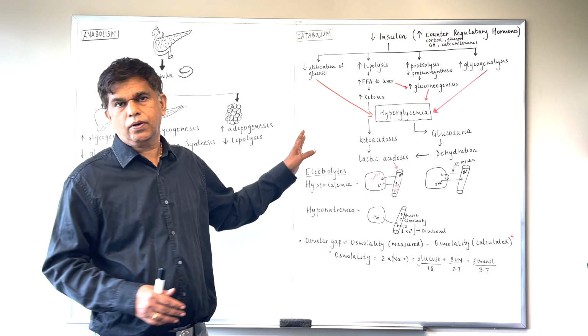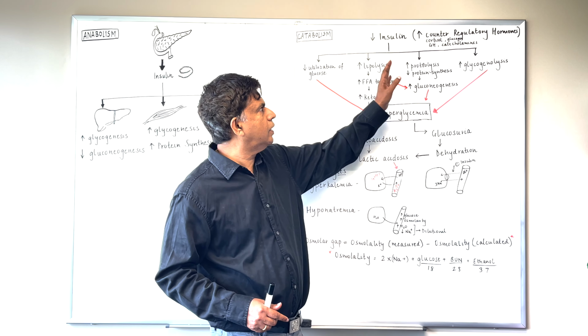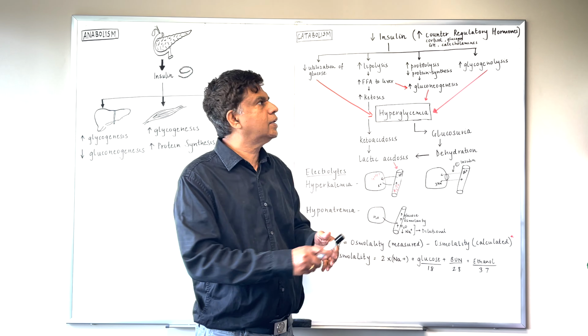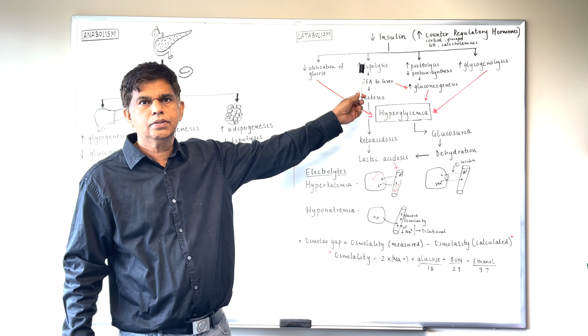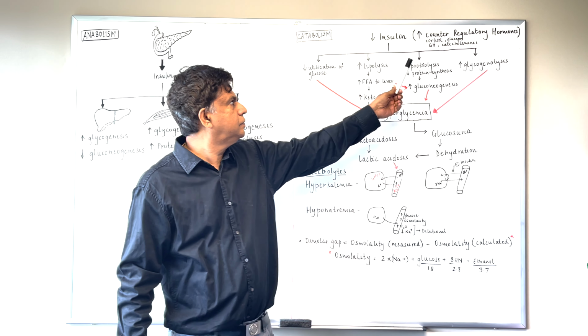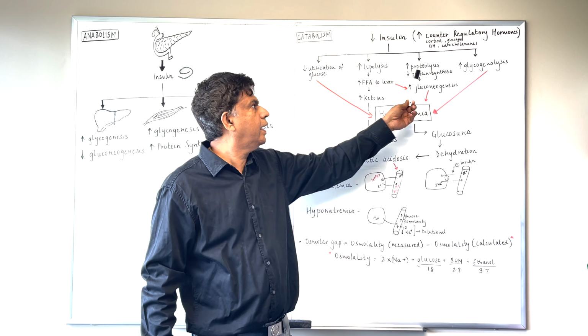So what happens if you don't have insulin? That is the main thing. When you don't have insulin, you have all these counter-regulatory hormones. Somebody tell me the names of the counter-regulatory hormones. Cortisol, glucagon, growth hormone, and catecholamines. They have their effects on all of this.